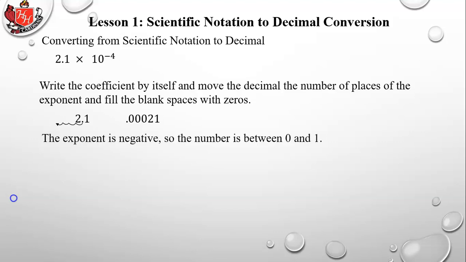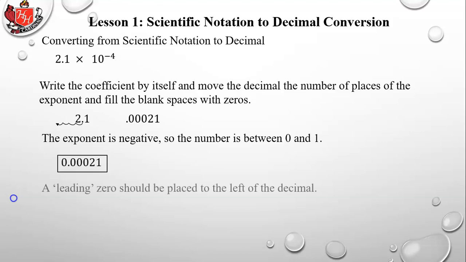And the exponent is negative, so this is a number between 0 and 1. It's a positive number, but it's between 0 and 1. And that's your final answer. A leading zero should be placed to the left of the decimal. That's just done as a matter of convention. So yes, you should always do that, but it doesn't change the value of the number. It still has the same value.